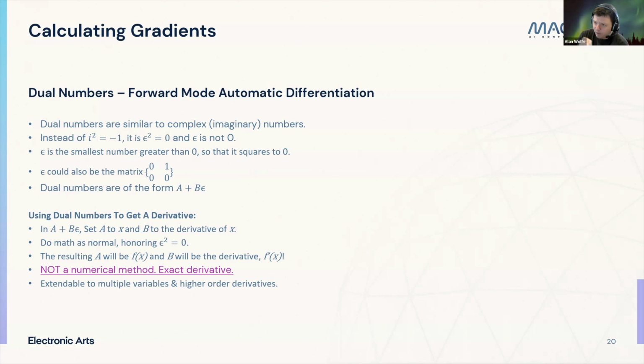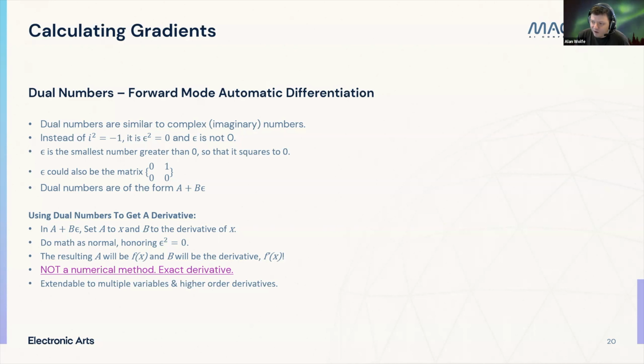So first we'll talk about dual numbers, and then we'll talk about how to use them to get gradients. Dual numbers are very similar to complex or imaginary numbers, where those have i squared equals -1. But with dual numbers, we have epsilon squared equals 0. And importantly, epsilon itself is not zero. One way to look at it is that epsilon is just the smallest number greater than zero, so that when you square it, it does become zero.